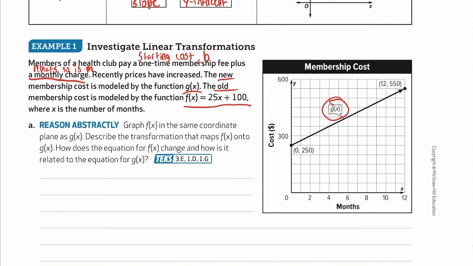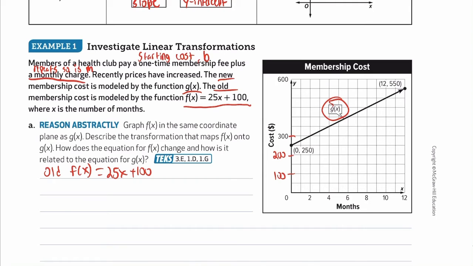So the old one is f of x. And we're going to say, how does it change to become g of x? Well, they didn't give you the equation for g of x, so after you graph f of x, let's work on this graph. Here's the number 300. So let's see what we're counting by. It looks like every 2 will be 100.